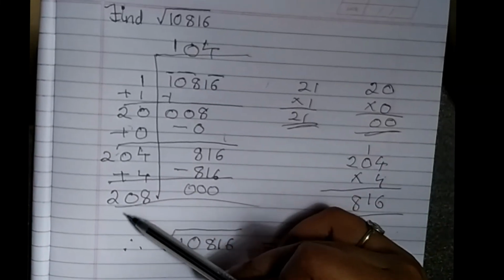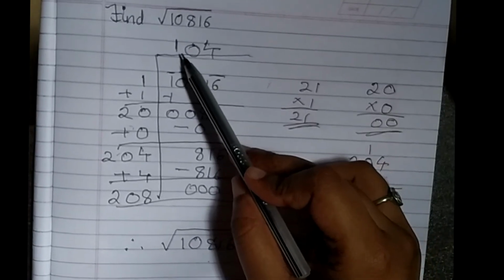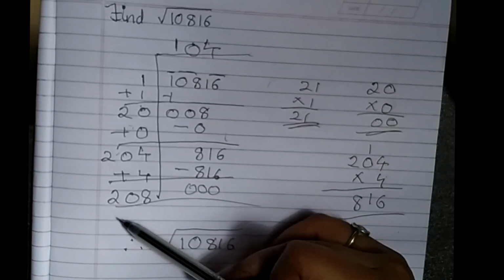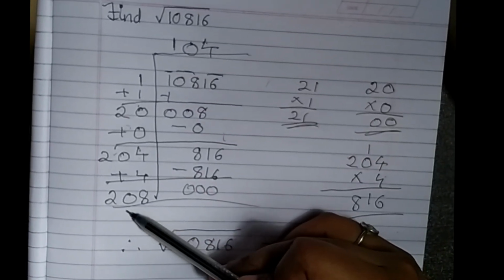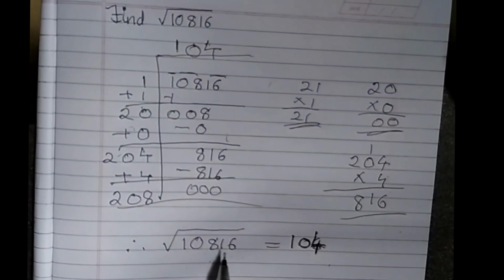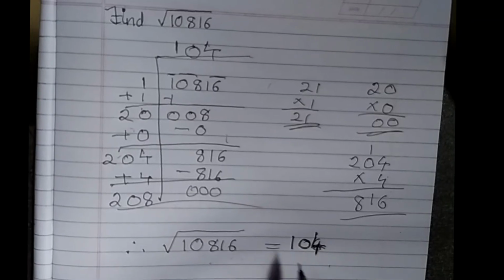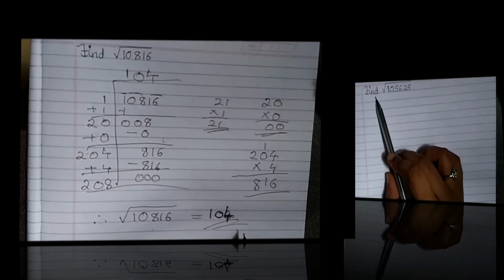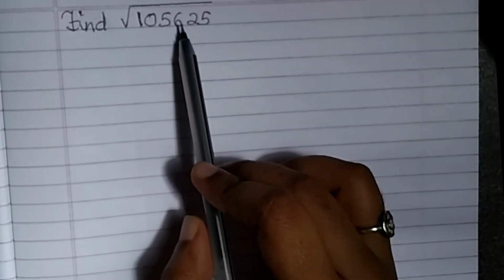Here we got double of 104. What is the double of 104? 208. We have got that here, right? This is double of 104. Therefore, the square root of 10,816 is 104. This is the answer.